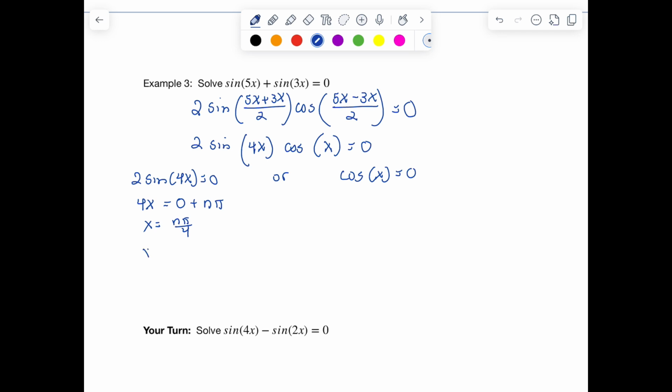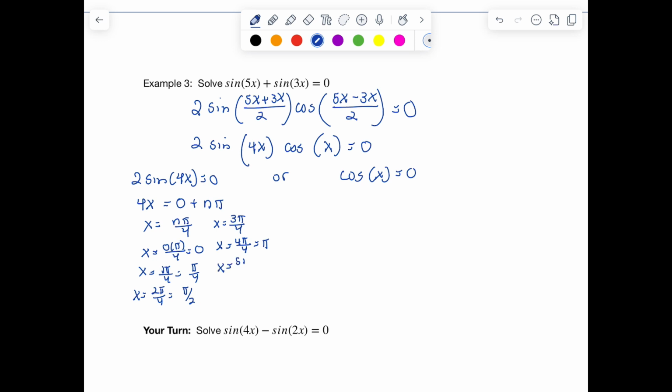If n is equal to 0, this will give me 0 degrees, or 0 radians. If n is equal to 1, I get pi over 4 radians. If n is equal to 2, I get 2 pi over 4, which simplifies down to pi over 2 radians. If n is equal to 3, I get 3 pi over 4. If n is equal to 4, I get 4 pi over 4, which simplifies down to pi.